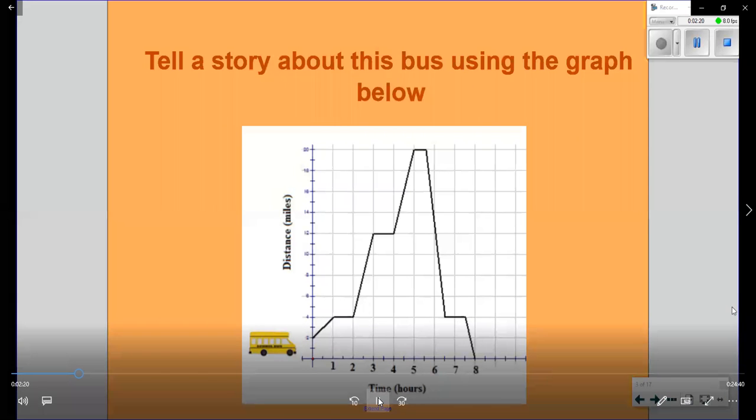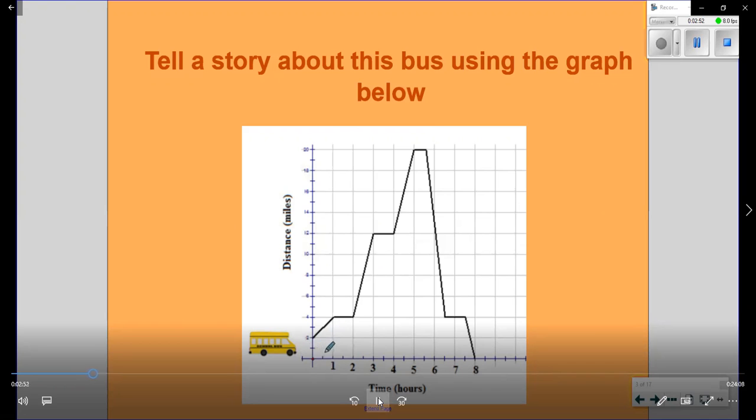Before we go to our next lesson, this slide says, tell a story about this bus using the graph below. So you see a graph, there's a time in hours, and then a distance in miles. And then you notice different lines that are plotted on the graph. If you were to tell a story, and most of you will have different stories based on what's going on in the graph, that's fine. I'm going to say what I think based on this graph, my own story.